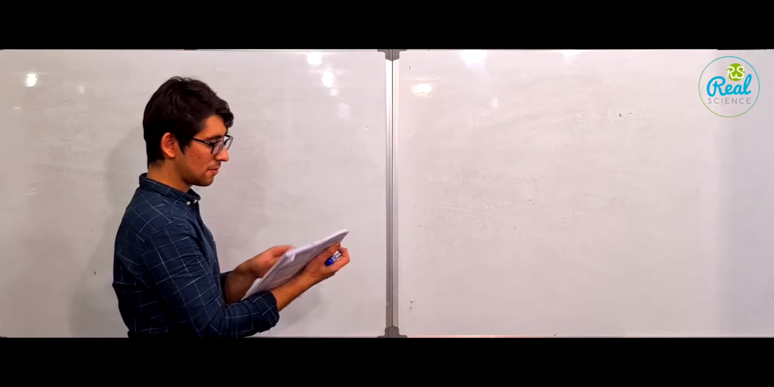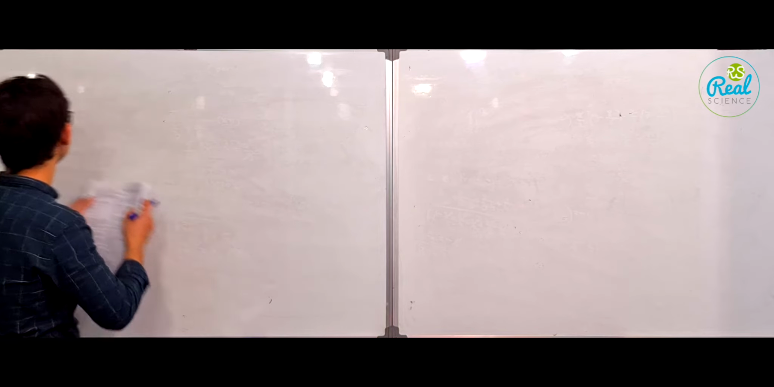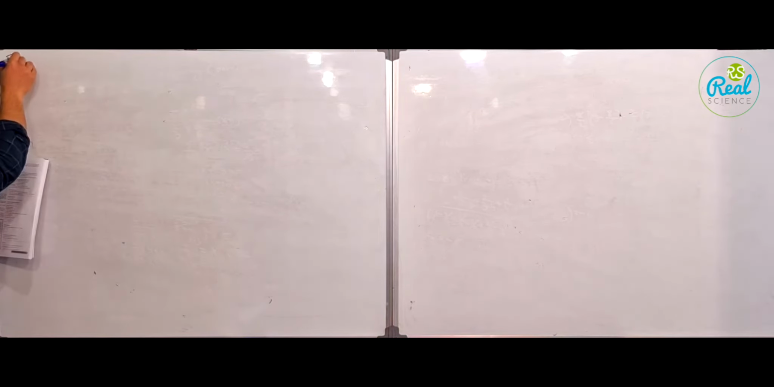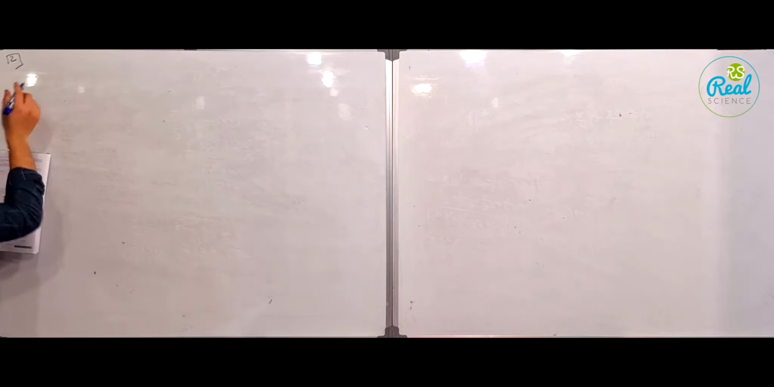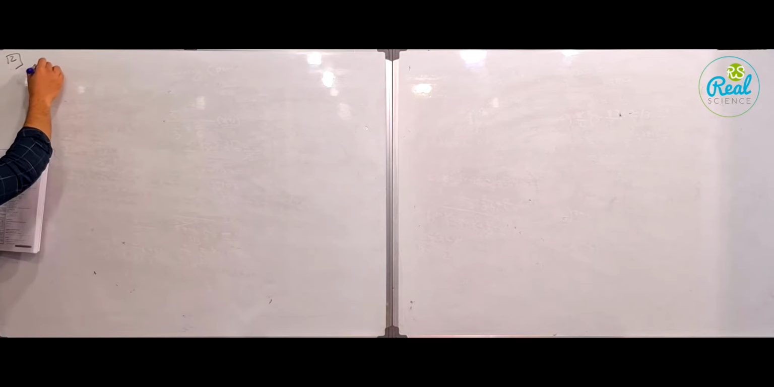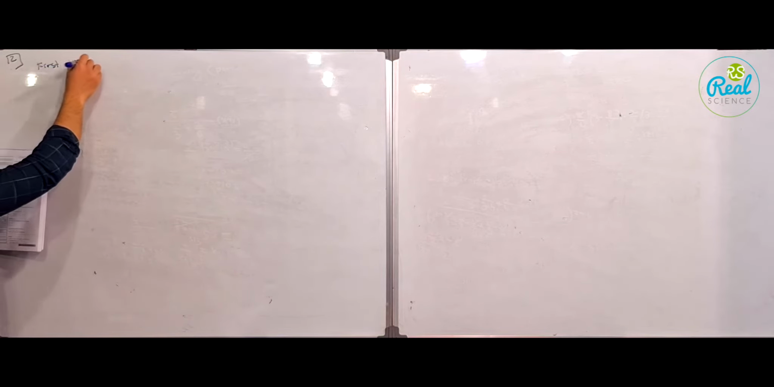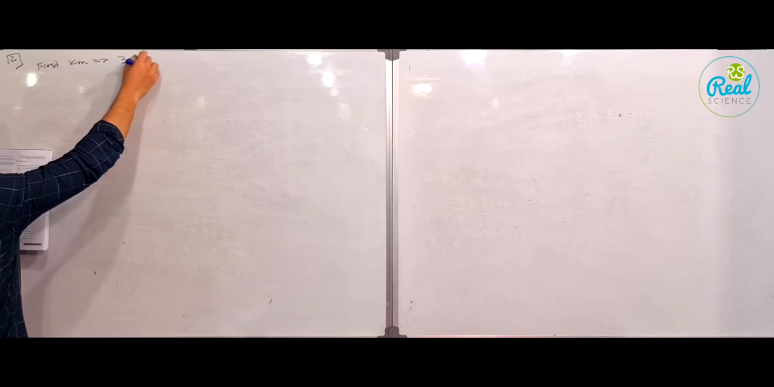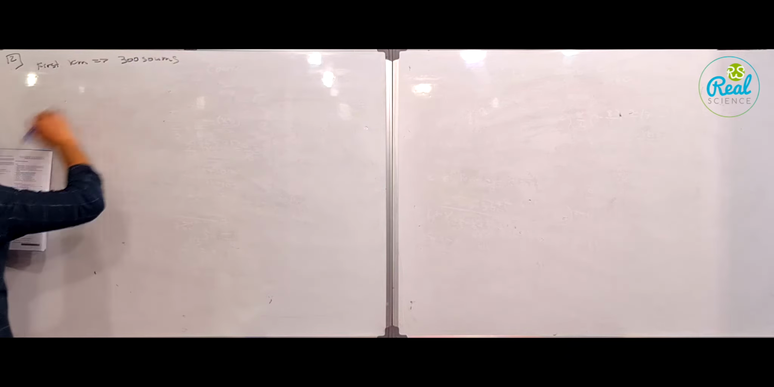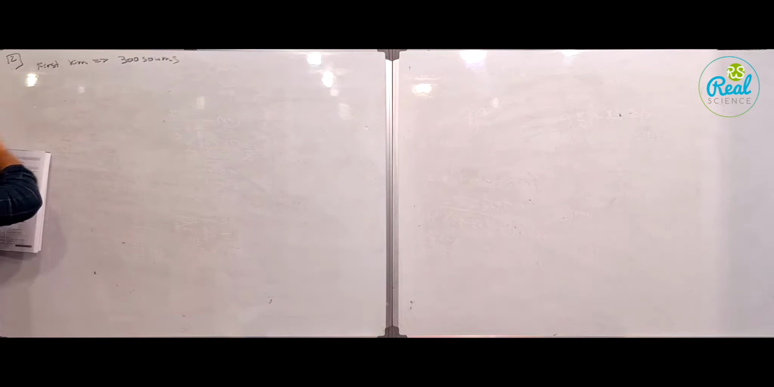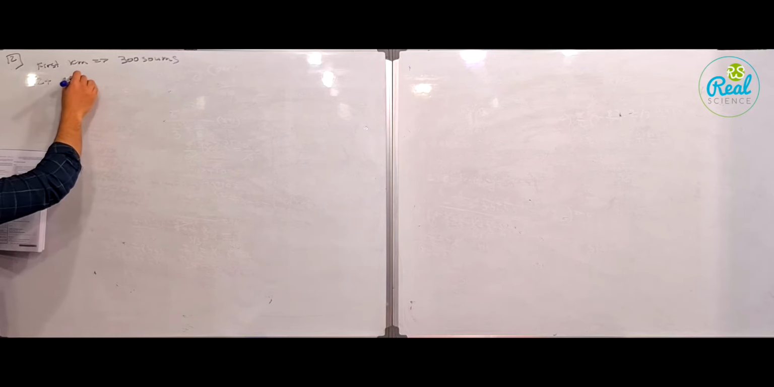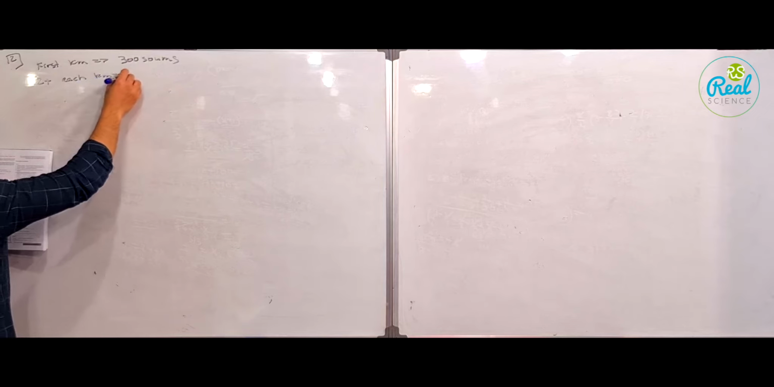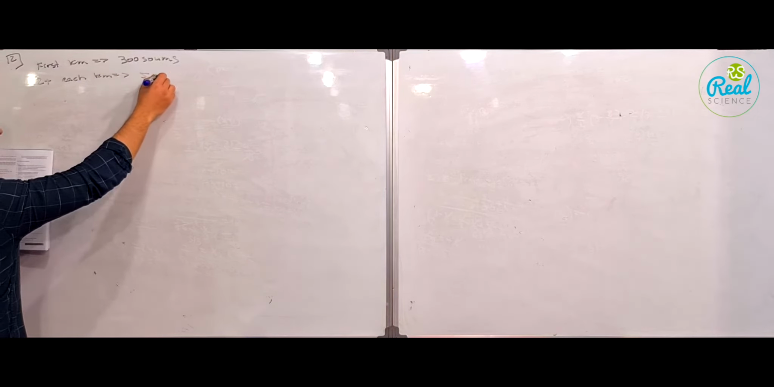Okay, we have done 11, let's turn to 12. A taxi service charges 300 soms for the first kilometer. So for the first kilometer, it charges 300 soms, right? And 50 soms for each additional kilometer. Starting from the second kilometer, for each kilometer you have to pay 50 soms, right?